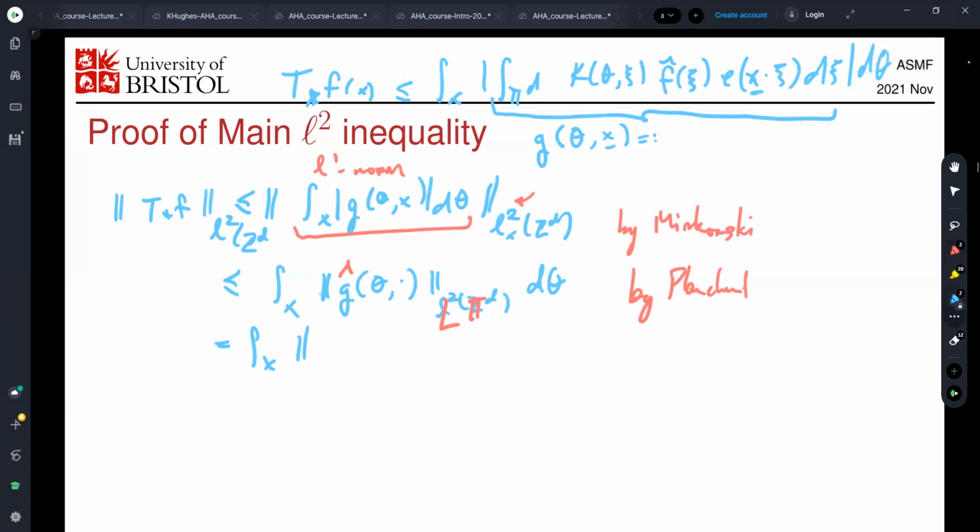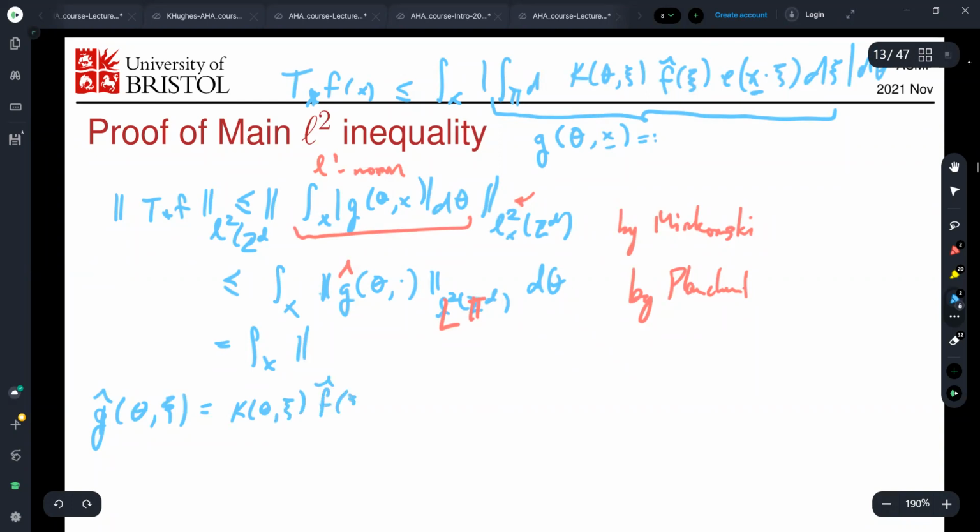And so what is this? This happens to be, let's write it to the side here. G theta of C is of course just K theta C times the Fourier transform of F. And so the absolute value of it is just that, and the absolute value squared is of course that.